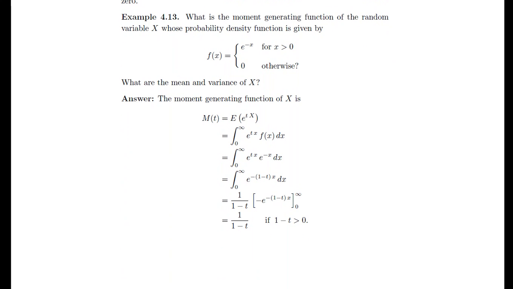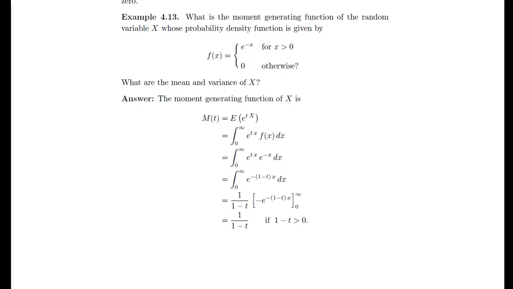The moment generating function of x is equal to the expected value of e to the power tx, which is equal to the integral from 0 to infinity of e to the power tx times f of x dx.